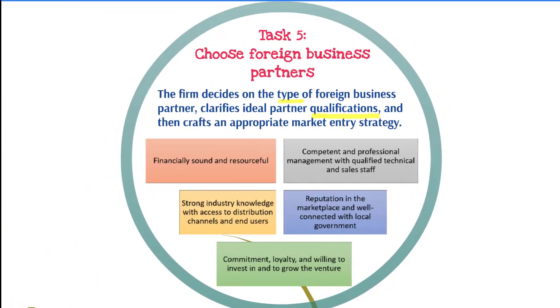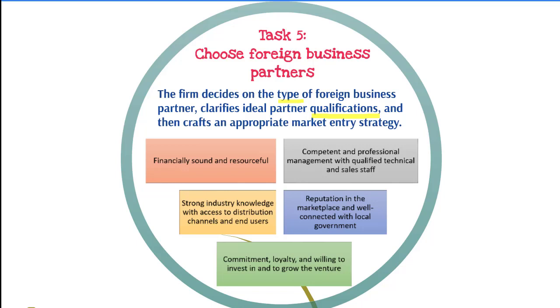The next task is to choose the foreign business partners. After examining industry market potential, companies then decide which business partner in the foreign country would be the best. They assess the select partners based on criteria as listed in the slides. They must decide on the type of foreign business partner, clarify ideal partner qualifications, and craft an appropriate market entry strategy. Some considerations that must be analyzed are the value-adding activities that the partner should have, and which potential partner has the most expertise and internal strengths to help the expansion.